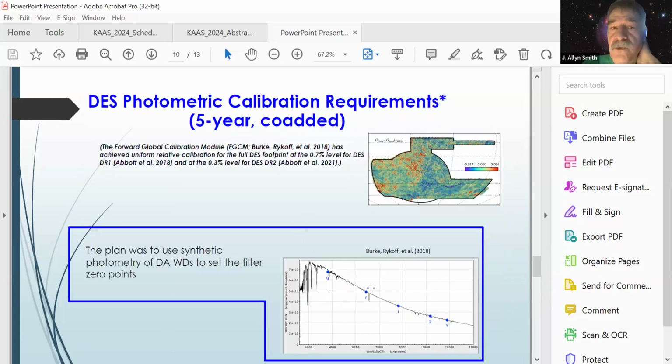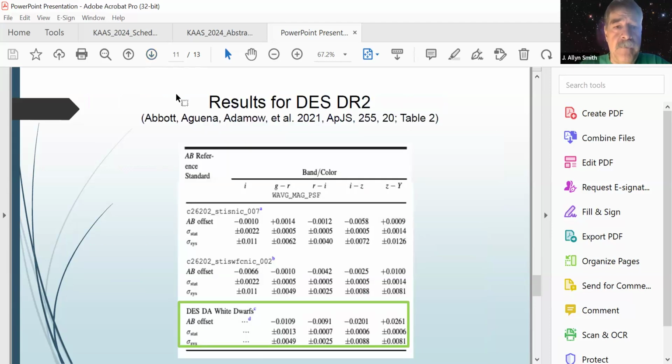And the plan was to tie the whole thing together using synthetic photometry of the DA white dwarf stylized here. We take a DA white dwarf, get the magnitudes at each of the 5 filters, and use that to float each of the, originally the one standard star. That was later changed to, we have 40 to 50 well-characterized white dwarfs in the survey footprint, and we're still working on a couple final refinements.